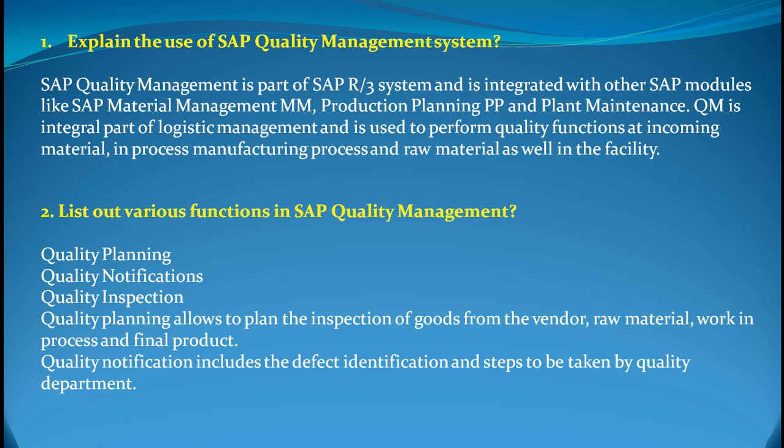So the first question is, what is the use of SAP quality management system? SAP quality management is basically a part of the SAP R/3 system, which is version 3, and it is integrated with other SAP modules like SAP MM, which is material management, PP, which is production planning, and PM, which is plant maintenance. So QM, which is quality management, is an integral part of all the logistics management and is used to perform quality functions for incoming materials that are coming into the industry, or for the manufacturing process. Could be raw materials or whatever is there in the facility, right?